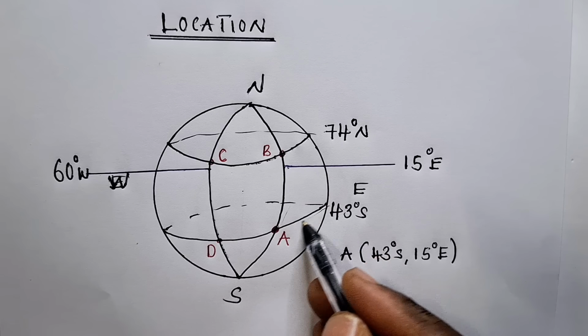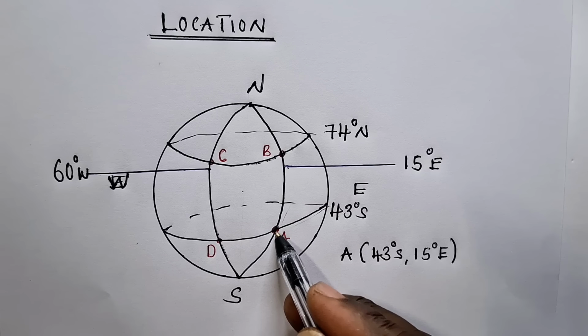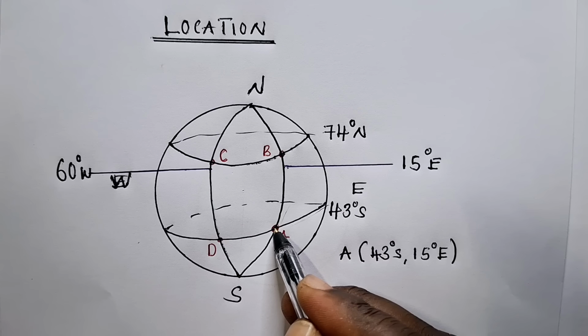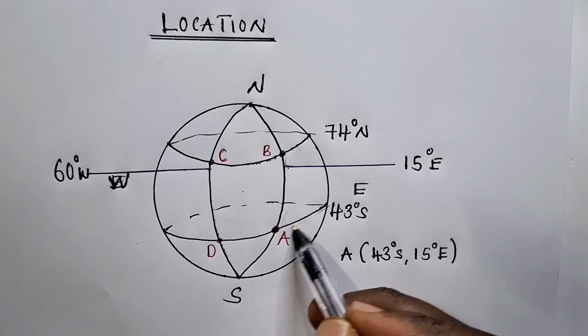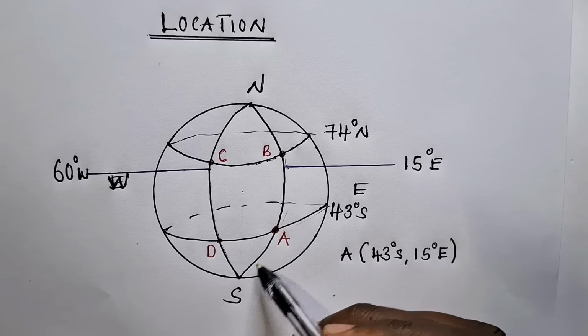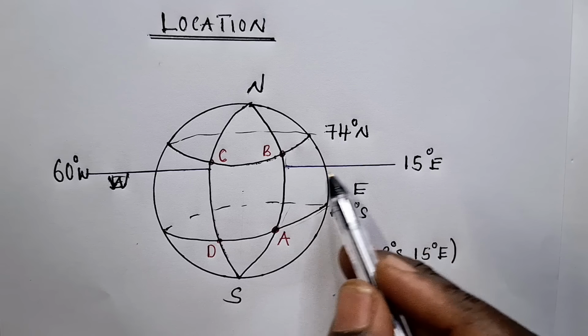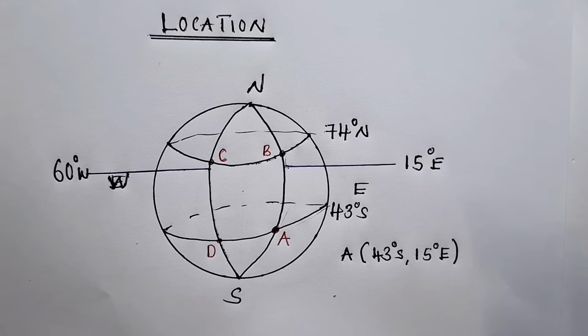You always start with the latitude which is crossing that point, and this is a latitude that we have crossing at A, and then you say comma the longitude which is crossing that point. So the latitude here is 43 degrees, while the longitude is 15. You can see an arrow here. It's showing that this is 15 degrees east.